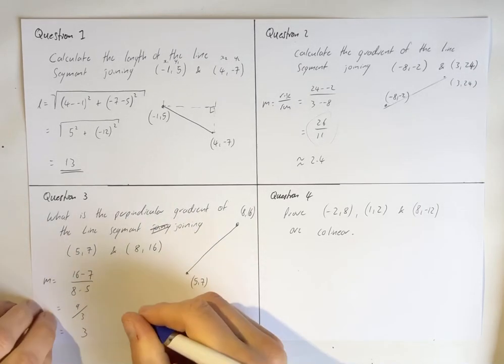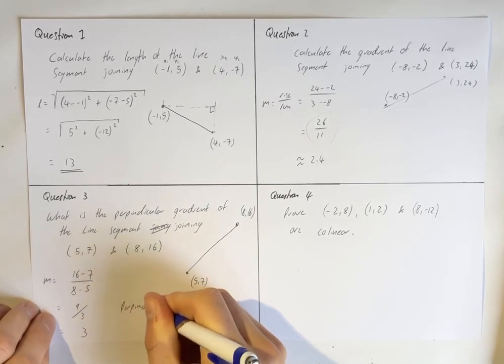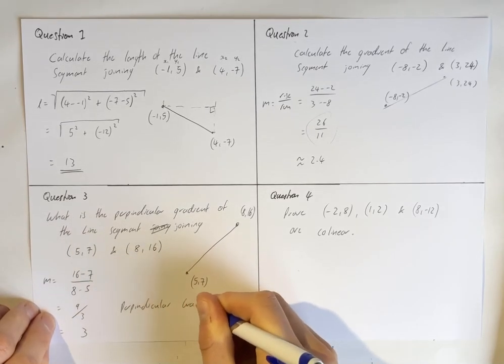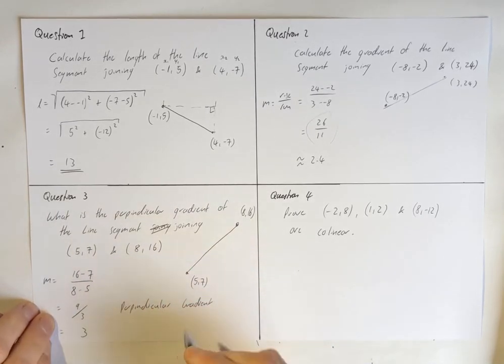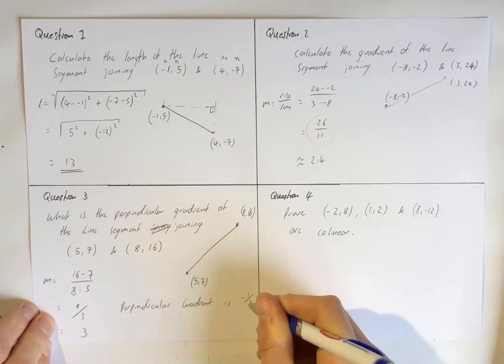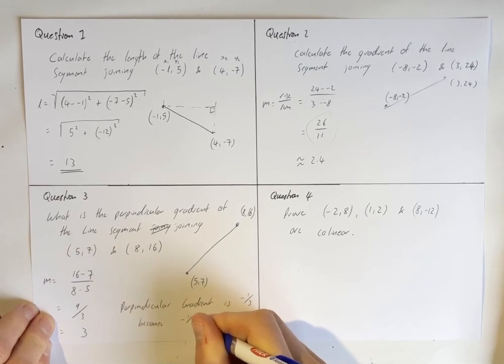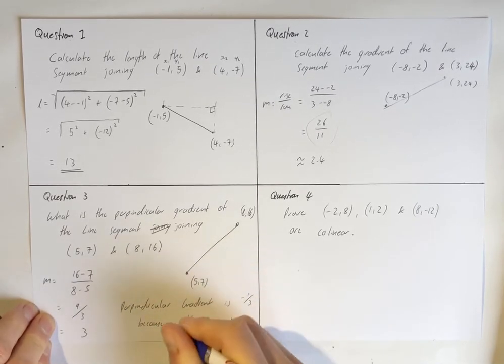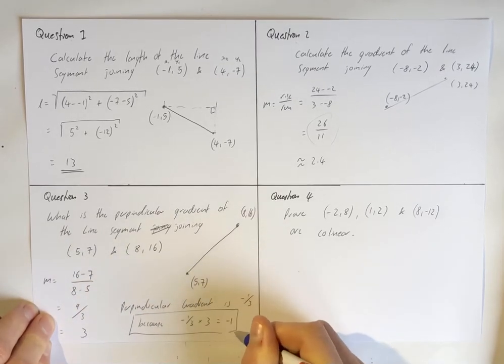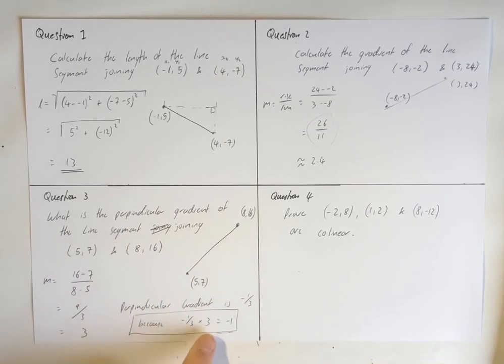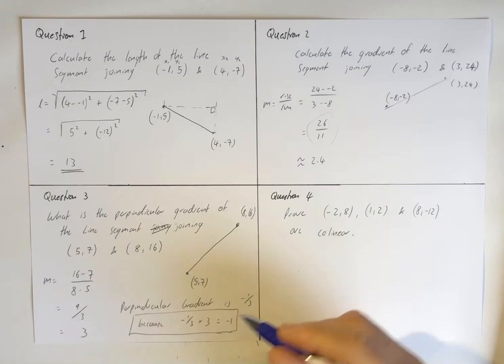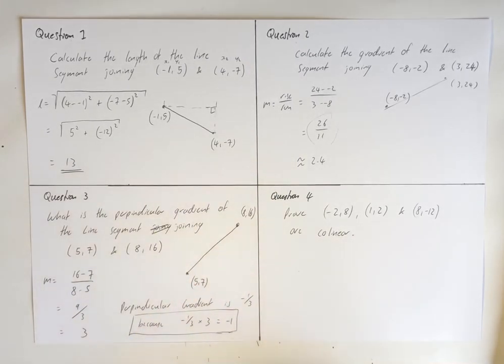We want the perpendicular gradient. So the perpendicular gradient is -1 over 3, because negative 1 over 3 times 3 is negative 1. Remember, perpendicular gradients multiply to be negative 1. So if you want a perpendicular gradient, just flip the fraction and then make it negative. So instead of 3, we've got 1 over 3, and it's a negative.